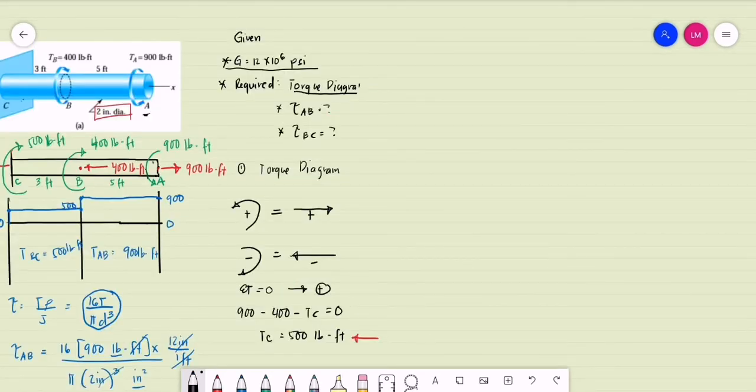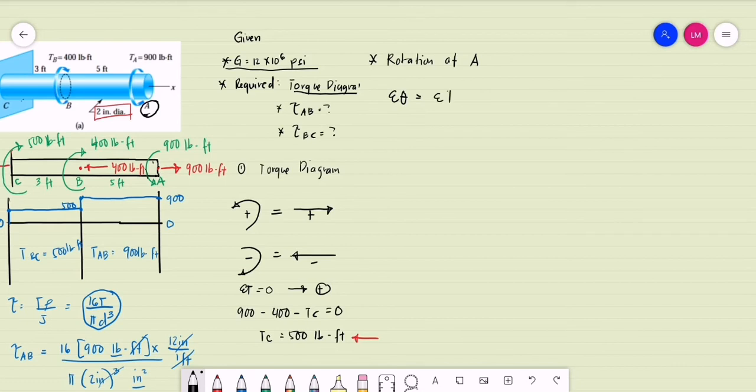So for example, we have an additional requirement. We are required to compute for the rotation at point A. So rotation at A, as you can see, point A is the free end of the solid shaft. So how do you compute for the rotation at that point? If it is the free end, that is basically equal to the summation of the angle of twist.